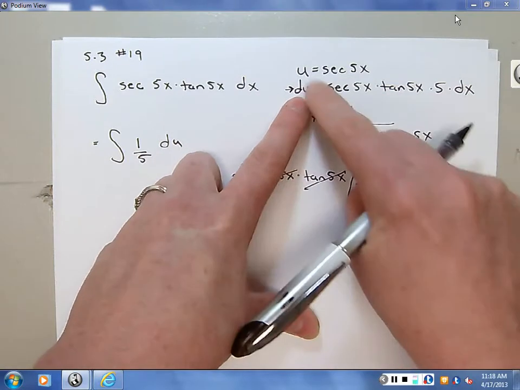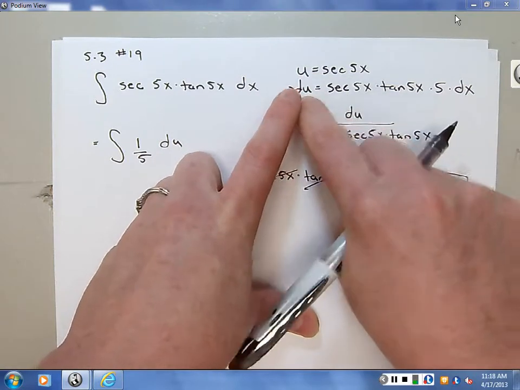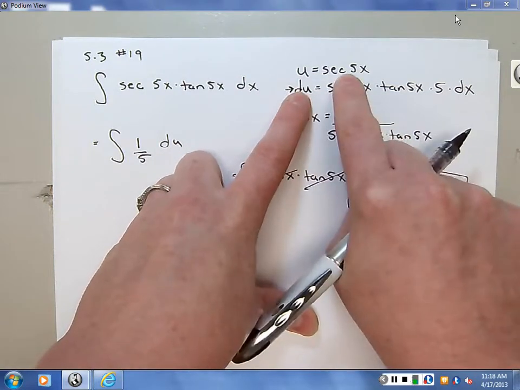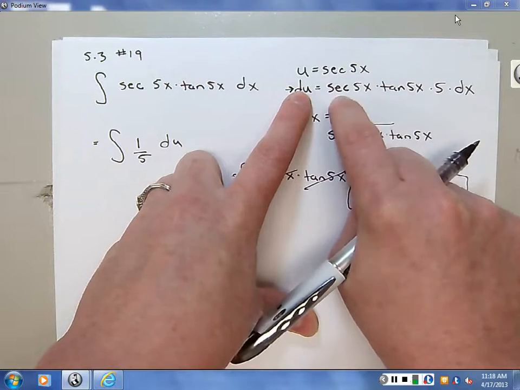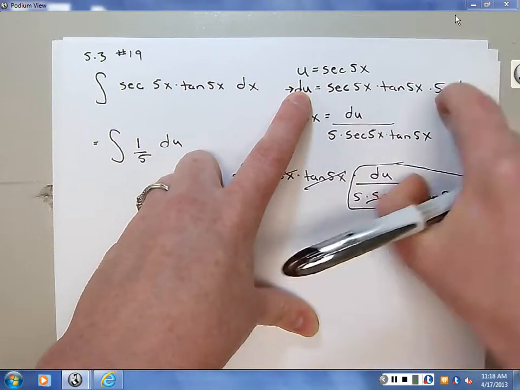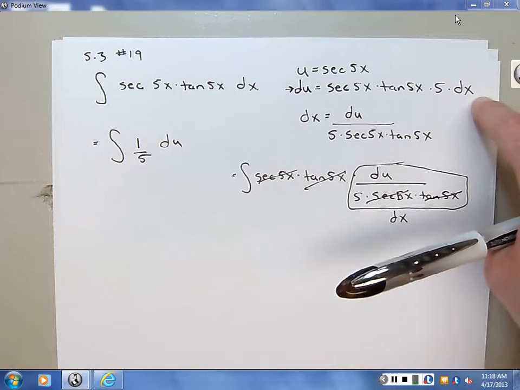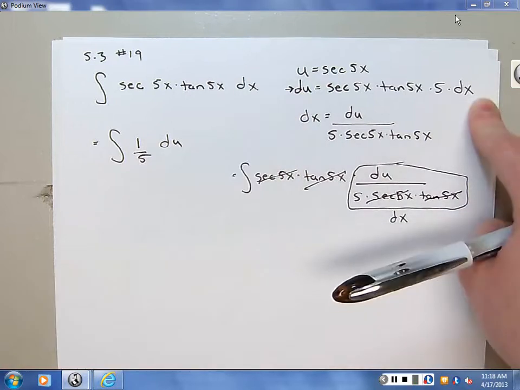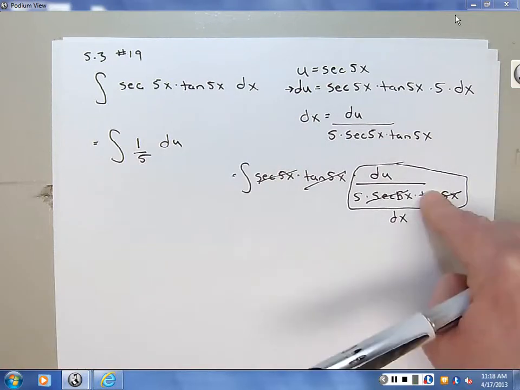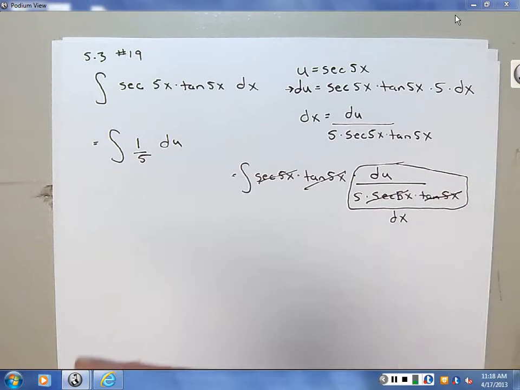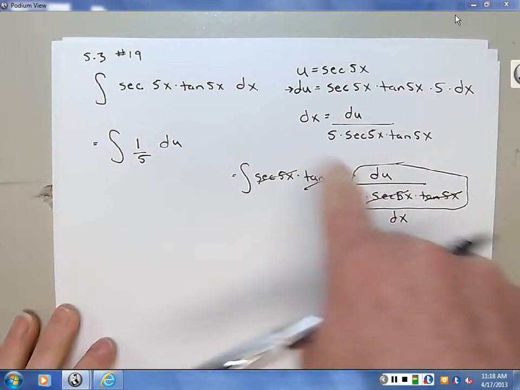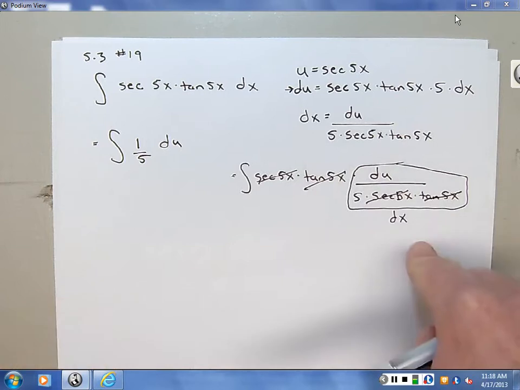What's the derivative of u? That's du. What's the derivative of secant of 5x? Secant of 5x times tangent of 5x times 5 with respect to x. Okay. Question? So since du cancels the secant 5x tangent 5x, you don't have to substitute. There's nothing left to be u. Okay. Yeah. So in this case, it all canceled except for 1.